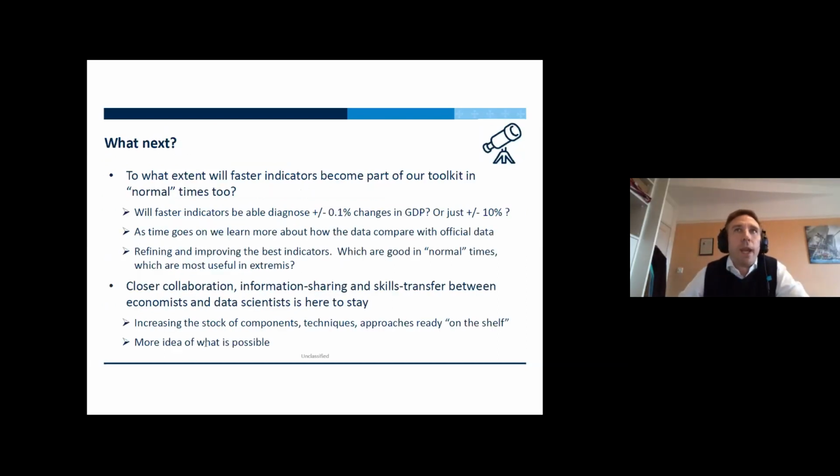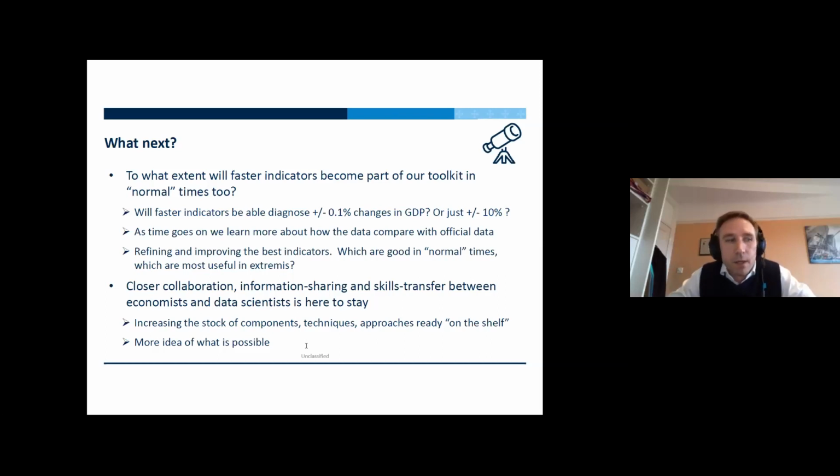Finally, what next? Well, to what extent faster indicators will become part of our normal toolkit is yet to be seen. Prior to COVID, we were looking to diagnose 0.1, 0.2 changes in GDP from quarter to quarter. It's yet to be seen whether faster indicators will be able to do that, or whether they will just be able to capture moves of plus or minus 10 in GDP.